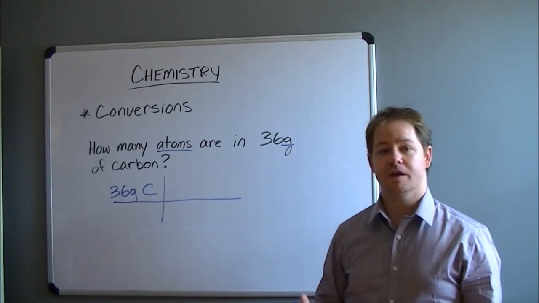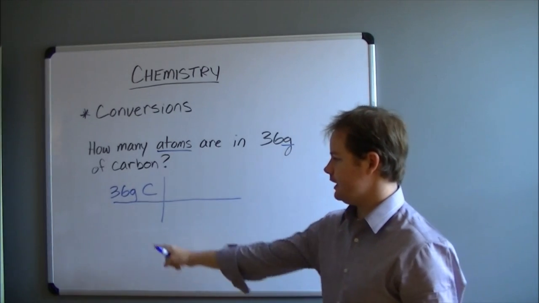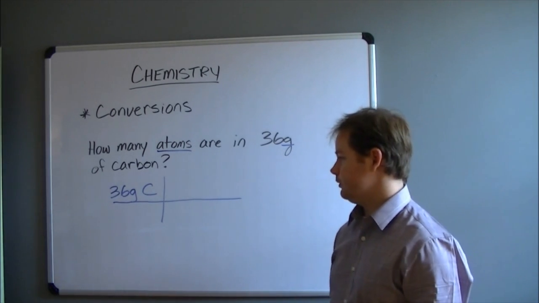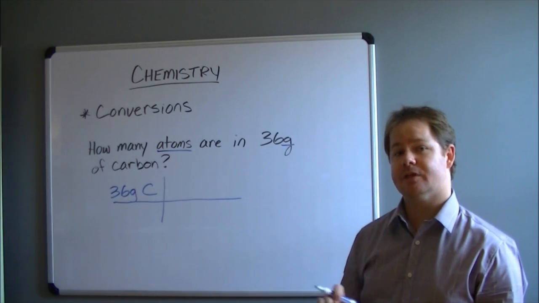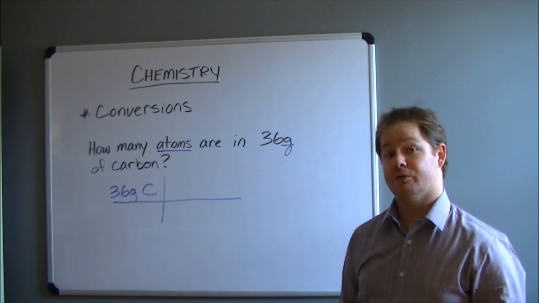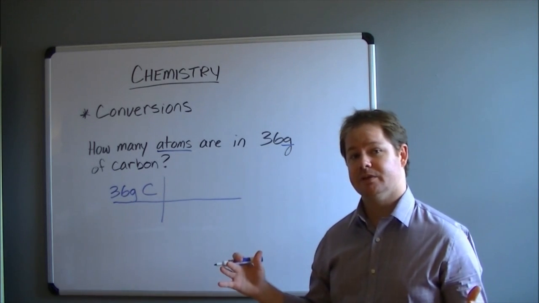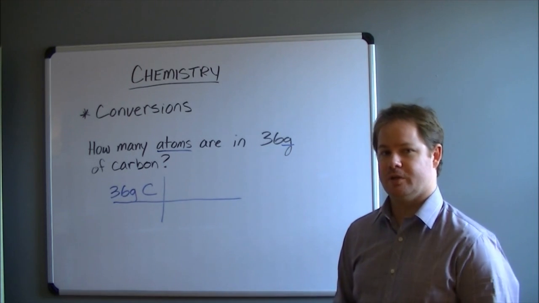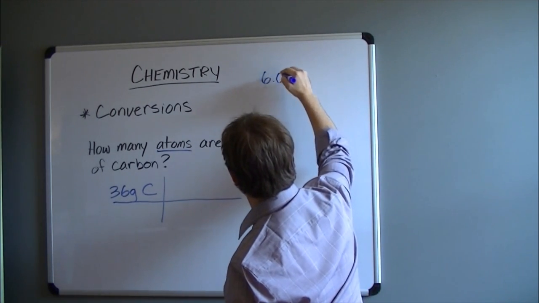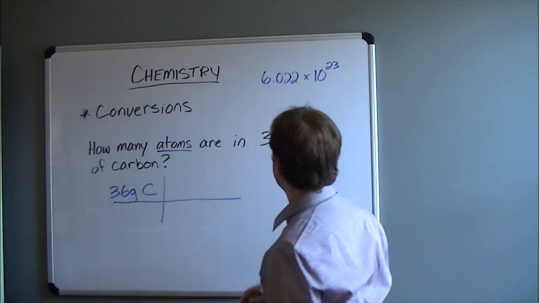Now for our conversion, we need to end up with atoms at the end of our conversion. So we're going to have to cancel out those grams and convert grams into another unit. In this case, for grams to atoms, we have to convert using something called Avogadro's number. Now this might be something that you heard about in class. It's a really large number. What is Avogadro's number? So if you said 6.022 times 10 to the 23rd, you're correct.